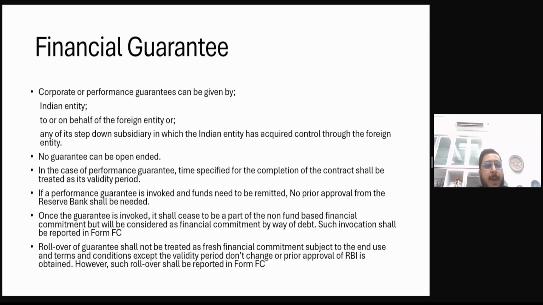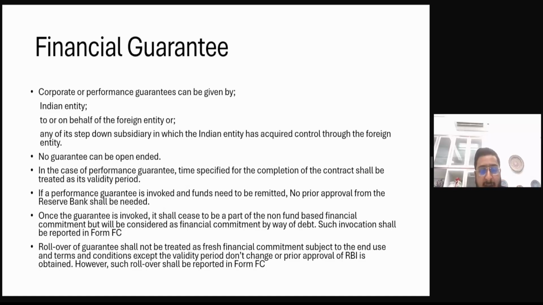Now, guarantee. Corporate or performance guarantee can be given by an Indian entity to or on behalf of the foreign entity or any of its step-down subsidiary in which the Indian entity has acquired control. So once there's control exercised over the step-down or the foreign entity, only then can you give a guarantee. Now, these guarantees cannot be open-ended. It has to be a closed guarantee. It cannot be an open-ended guarantee.